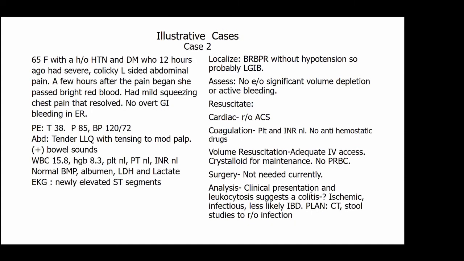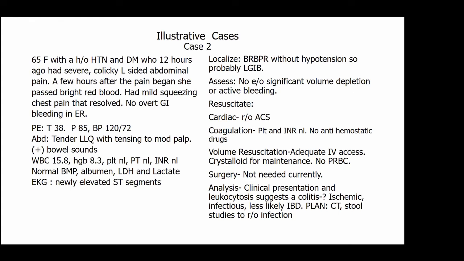Case number 2. A 65-year-old female with a history of hypertension and diabetes who 12 hours ago had severe colicky left-sided abdominal pain. A few hours after the pain began, she passed bright red blood. She had mild squeezing chest pain that resolved. She had no further overt GI bleeding in the emergency room.